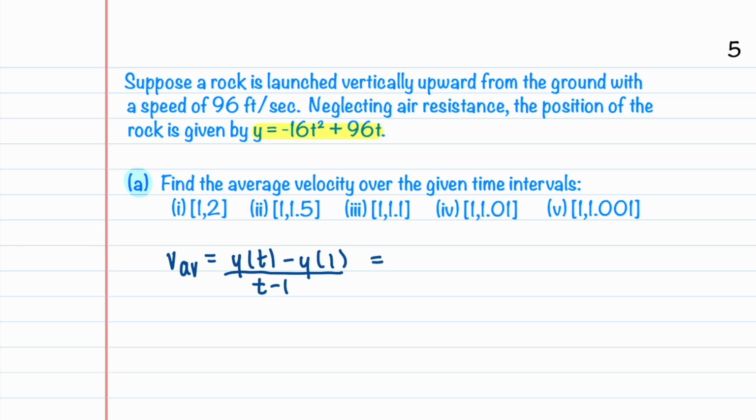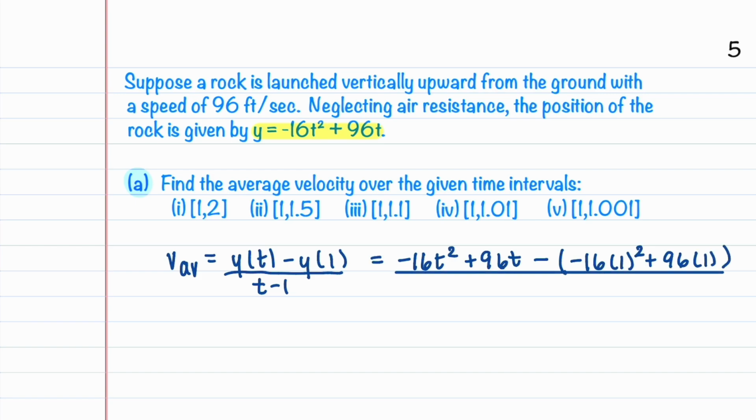Now we're going to plug in what this is. Y at t, looking at our formula highlighted in yellow, is minus 16t squared plus 96t, minus y at 1. So this is minus 16 times 1 squared plus 96 times 1. And we're going to divide all of this by t minus 1. Now let's simplify. This is minus 16t squared plus 96t. We have a minus a negative, so that's a plus 16, and then we have a minus 96.